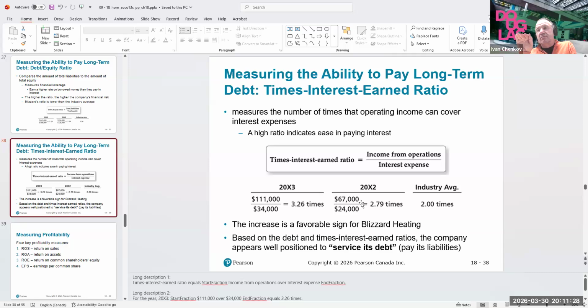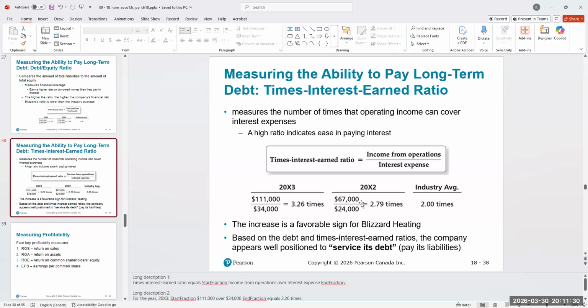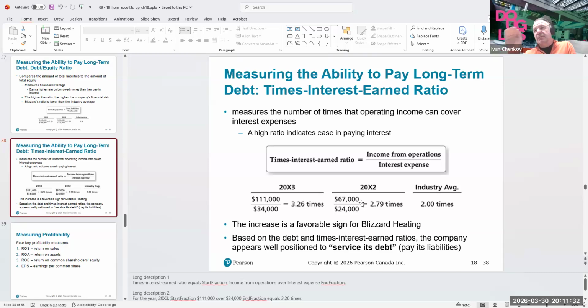Is that good for you? No. But it's not bad, right? At least you're generating enough to pay your interest. You're not touching the principal that you borrowed from the bank. So if the bank asks you to pay the money back, you have the cash and the assets, you can pay it back. But with normal operations, you're generating only enough to pay your interest expense. Nothing more, nothing less. So being more than one, is that good for you?